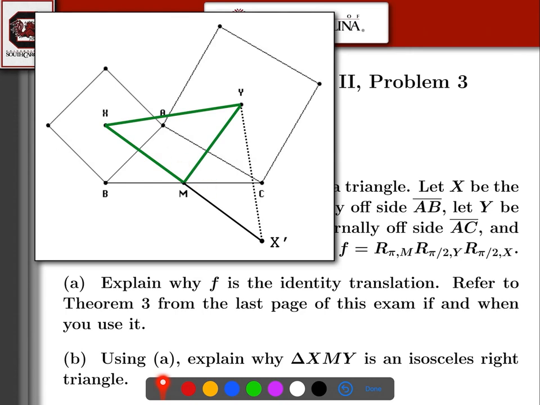So this is a right angle. This is 45 degrees because this and this are the same length, and this was 90 degrees. So this big triangle, XYX prime, is an isosceles right triangle. And so these two have to be 45 degrees. So we have 45 degrees and 90 here. That makes this 45 degrees. So we have an isosceles right triangle like we wanted to show in this picture. So that finishes this problem. It shows that this XMY triangle is in fact an isosceles right triangle.